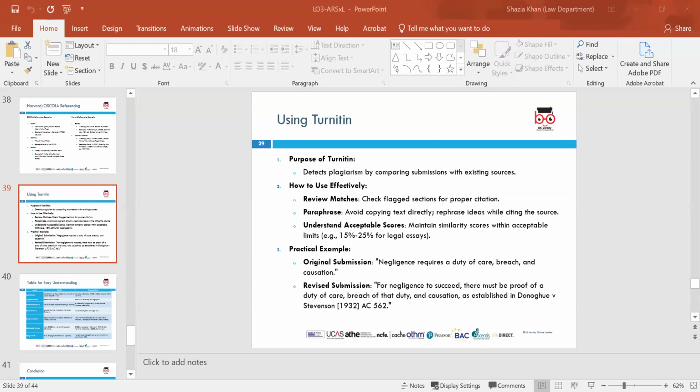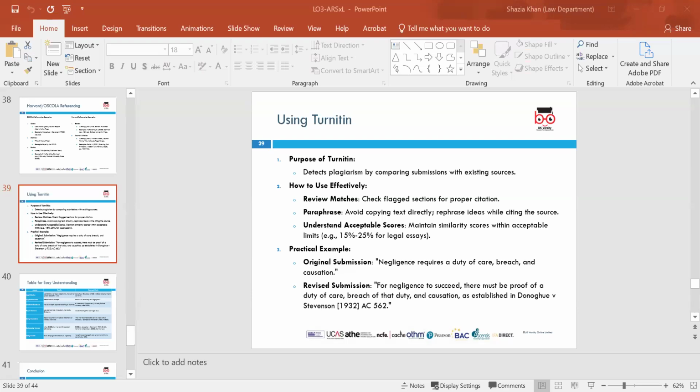Paraphrase: avoid copying text directly, and rephrase ideas when citing a source. Make sure you are rephrasing everything, because when it comes to your assignment, do not copy and paste things. Understand acceptable scores: maintain similarity scores within acceptable limits, so 15 to 25% for legal essays. Practical examples: an original submission, such as negligence requires a duty of care, and a revised submission.